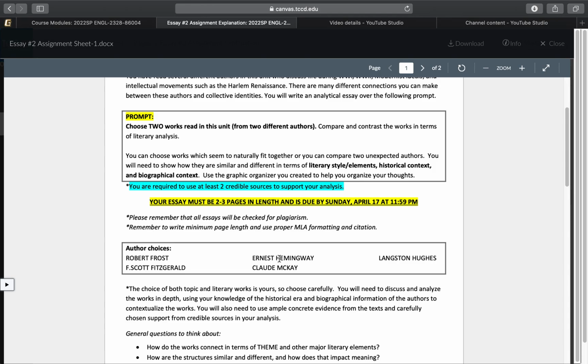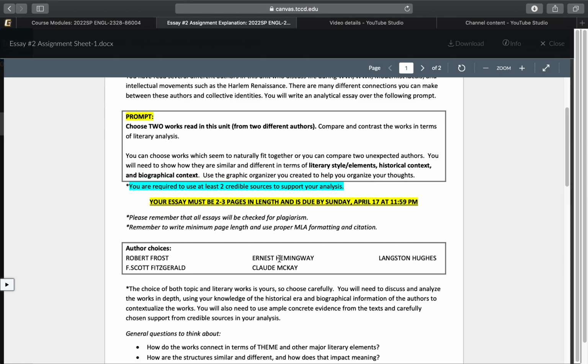You are required to use at least two credible sources to support your analysis. Now, these can be just from the internet. They don't have to be scholarly articles or anything like that, but they do need to be credible. So I would suggest looking at things like .edu sites or pbs.com or biography.com. Things like GradeSaver and Help Me 123 Help Me are not the credible sources that you should be looking at.